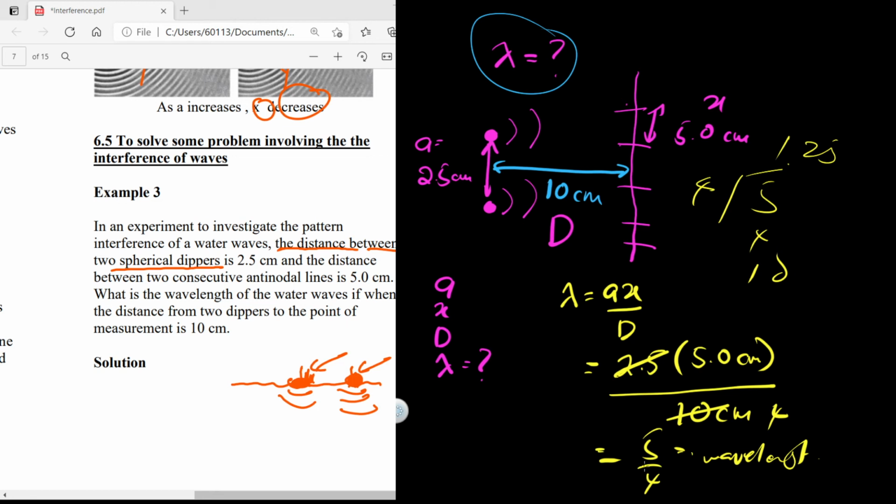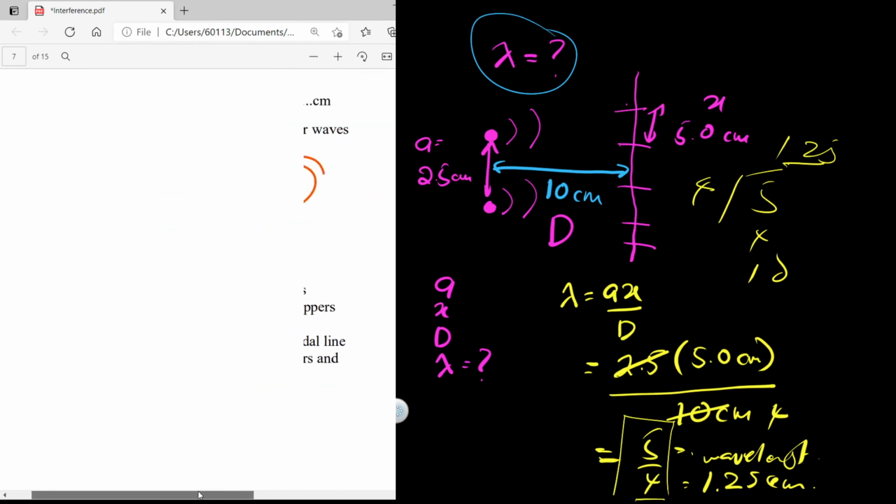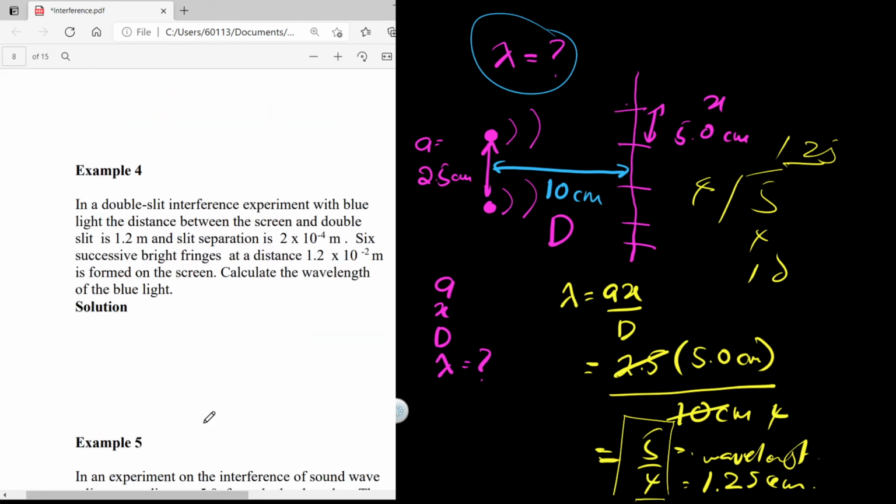Just remember in your physics paper, don't use fractions. Please give your answer, or convert your answer, into decimal places, at least 2 decimal places. Is it correct? 1.25. Maybe you can check it later. If it is 1.25, then just write 1.25 centimeter. So that is how we can solve problems involving interference.